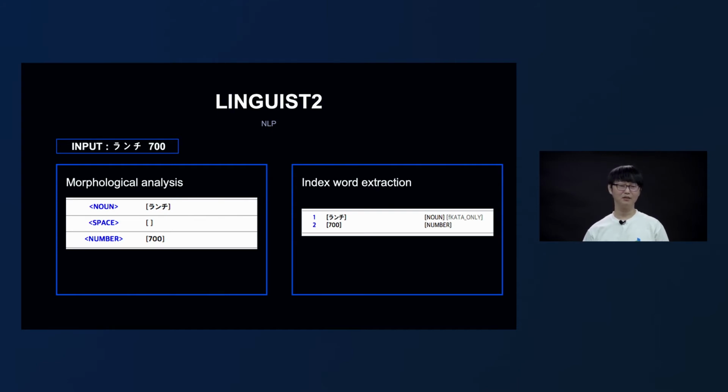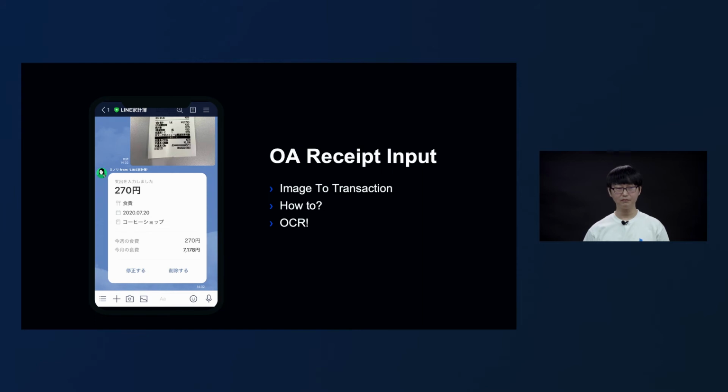Now that we have a suitable text and amount to enter into the Kakeibo, we can register that data as an expense record. This time, I will send an image of a receipt as an OA message. It's registered as an expense record as expected. How is that possible? OCR technology is used here.